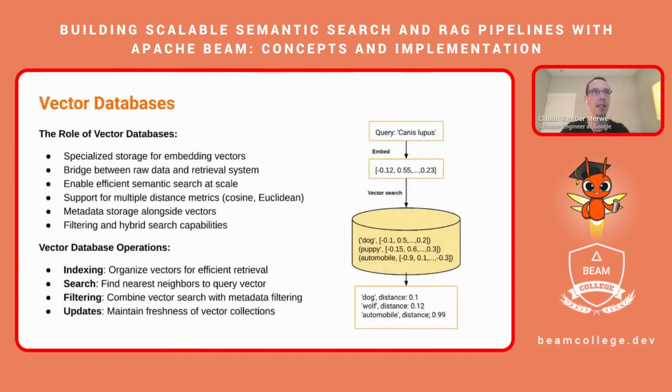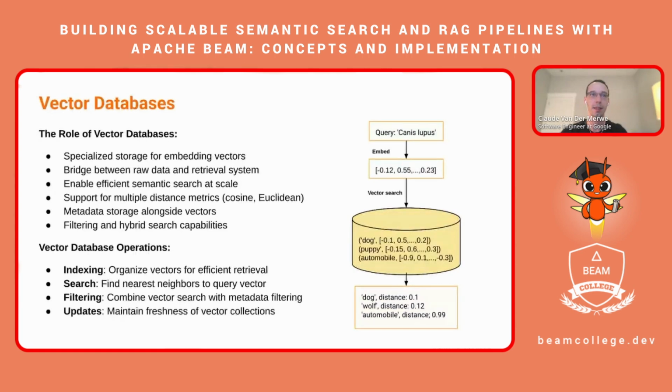So now that we understand embeddings and semantic search, we need a way to actually utilize these, and that's where vector databases come into play. So they're often specialized storage for embedding vectors, and they bridge the gap between the raw data and retrieval. Some of the common operations that vector databases offer are indexing. So it's a way of ingesting your vectors so that they can efficiently be looked up.